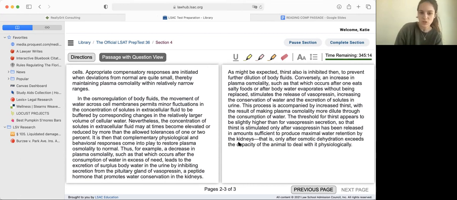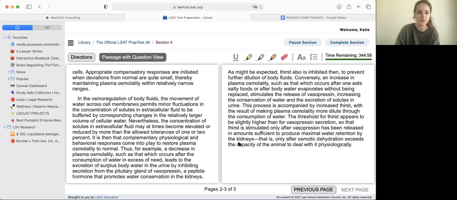In the osmoregulation of body fluids, the movement of water across cell membranes permits minor fluctuations in the concentration of solutes in extracellular fluid to be buffered by corresponding changes in the relatively larger volume of cellular water.